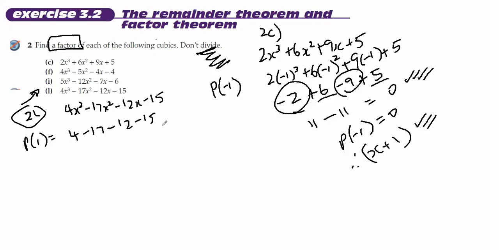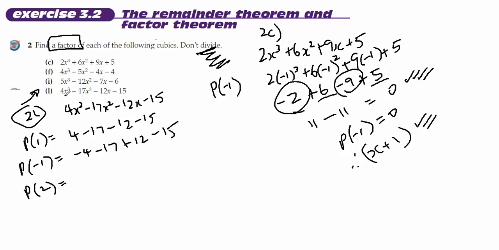No way I'm going to get 0. How about p of negative 1? That's 4 times negative 1, which is negative 4, negative 1 squared, minus 17, plus 12, minus 15. That's also not going to work. So maybe p of 2.